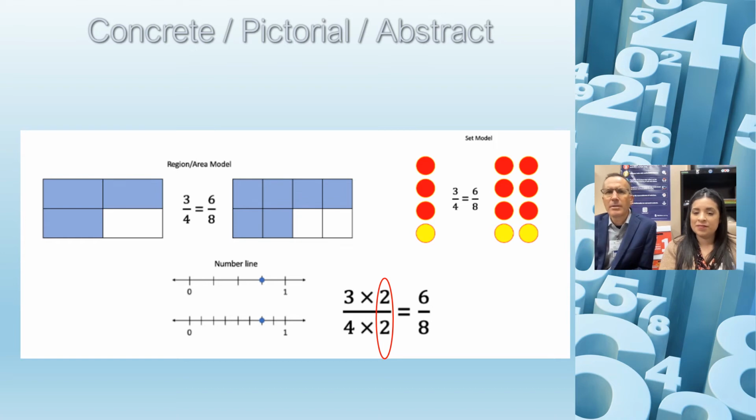But if you take a look, are we really multiplying by 2? I think you said it. We're multiplying by 1, because 2 over 2, or 2/2, is the same thing as 1 whole. So we really want our students to understand they're not multiplying by 2, they're multiplying by a fraction equivalent to 1 whole. And in this case that you see here, they're multiplying by 2/2.